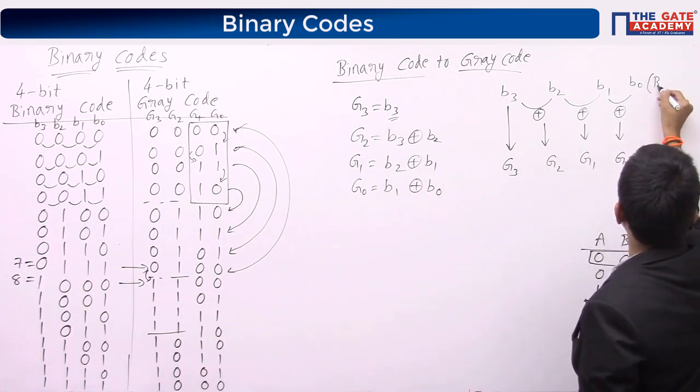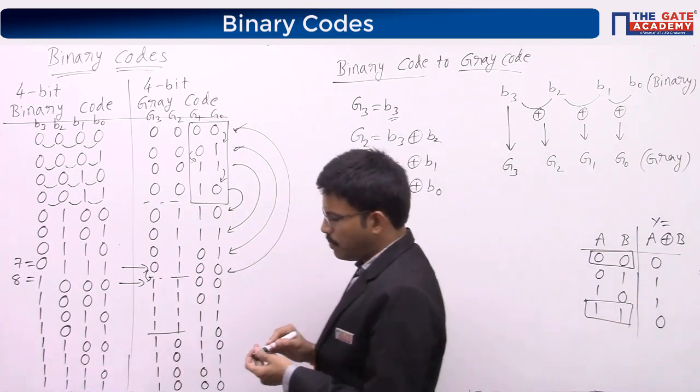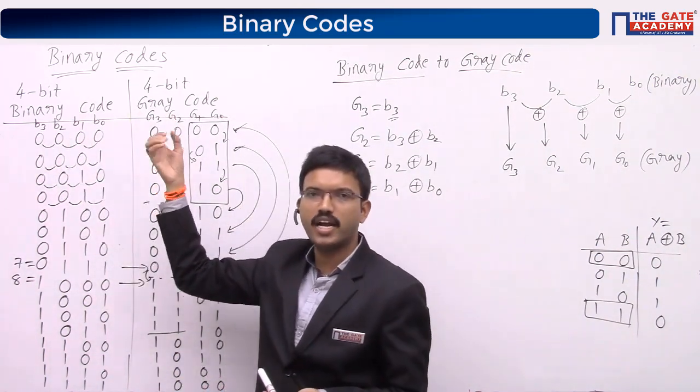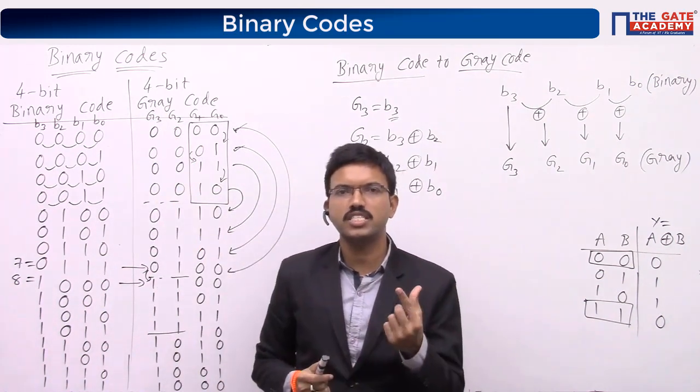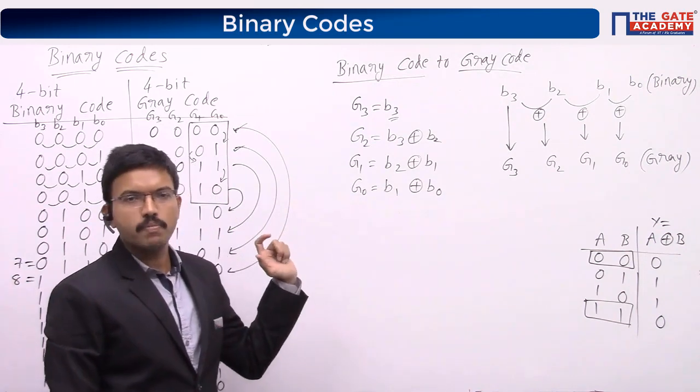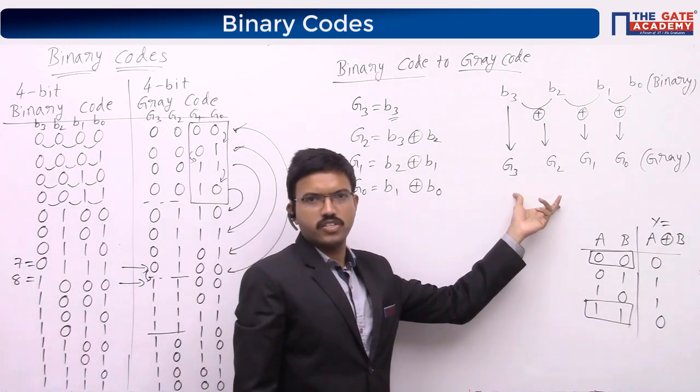So this is the binary code. So whatever the method earlier I have given, binary to gray code. Okay, copy the MSB bit as it is and then check 2 bits. If there is a change, output is 1. If there is no change, output is 0. Okay, you can follow that method or you can remember this architecture.